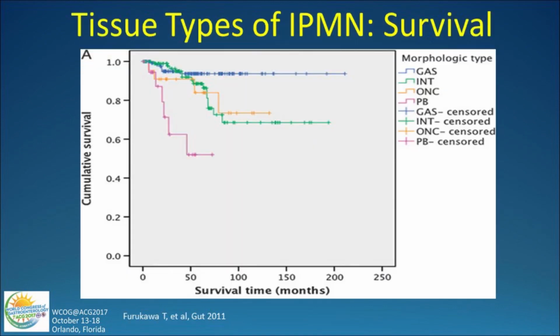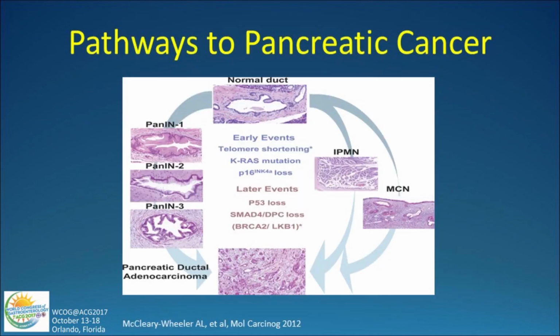Again, this was another retrospective Japanese study in 300 patients that went to surgery, and they showed that the histologic type of IPMN was an independent predictor of survival. And the pancreatic biliary type had the lowest survival out of all the types.